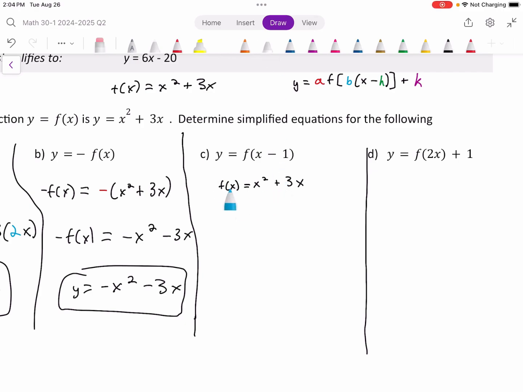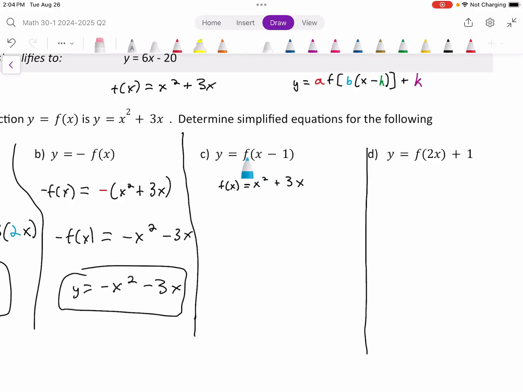So for part C here, same idea. We now want to find the simplified equation for f of x minus 1, right? And like always, if we wanted to find f of 1, what would we do? We would put in a 1 wherever we see an x. If we wanted to find f of 7, we would put in a 7 wherever we see an x.